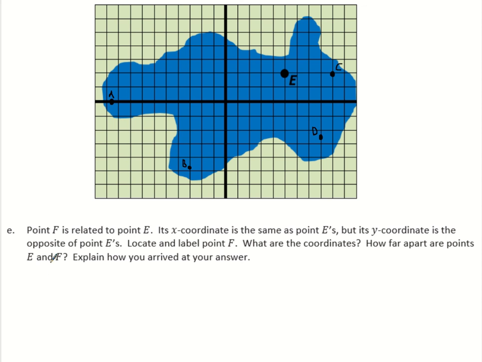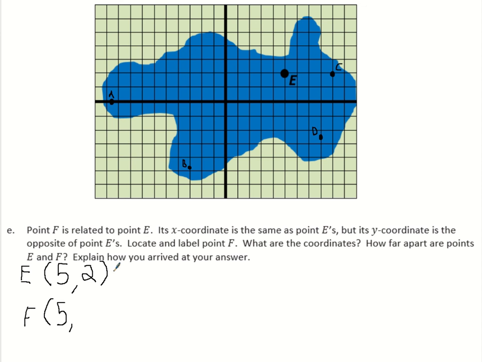So let's look at our coordinate for point E. Point E, we just said, was the point 5, 2. I'll label that as point E so that we don't get confused. And let's talk about point F. For point F, we have our x-coordinate being the same thing. That's our first coordinate, so that's going to stay as a 5. And we need to talk about the opposite of the y-coordinate. What's the opposite of 2?